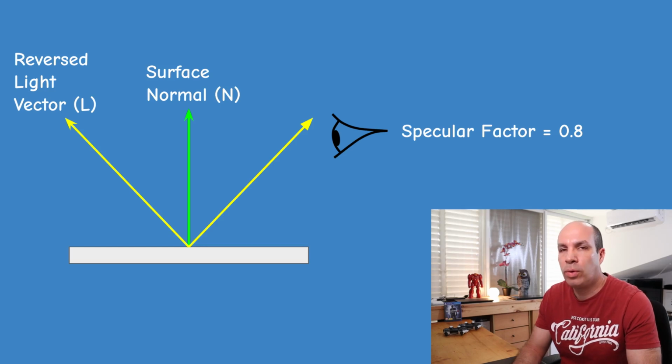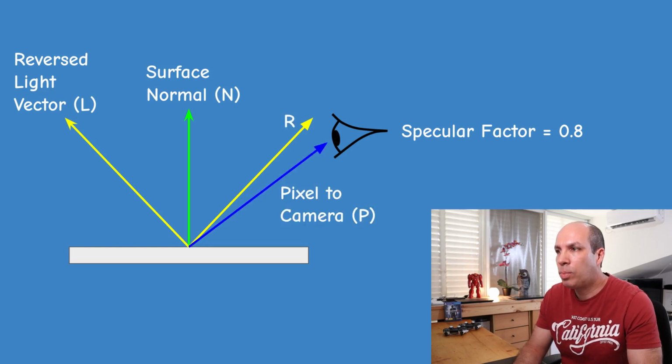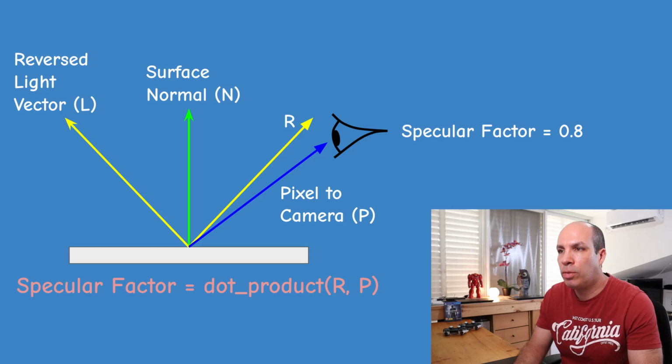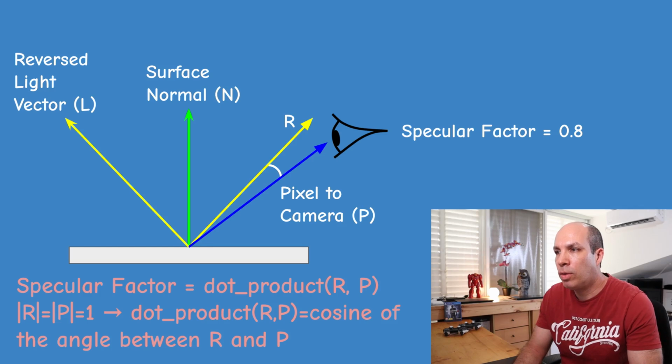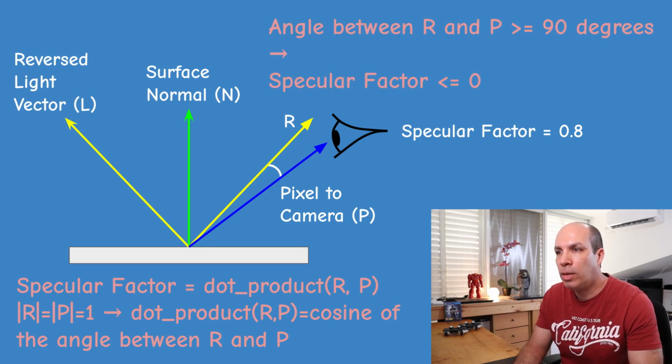If you saw the previous tutorial on diffuse lighting, then it will not surprise you that we use the same dot product between the reflected light vector and the vector that goes from the pixel to the camera in order to calculate the specular factor. We will make sure that both vectors are normalized so that the dot product will yield the cosine of the angle between them. If the angle between the two vectors is equal or greater than 90 degrees, the result of the cosine will be equal or less than 0, and in that case we will disable the specular effect completely.